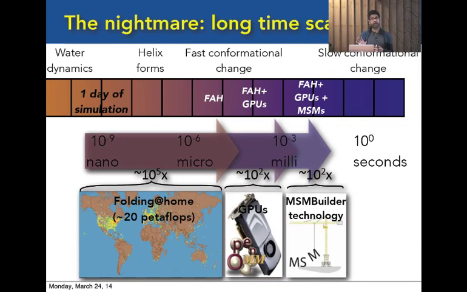Okay, but then here's the challenge. What you might want is one really fast computer, but instead we have many computers, like many GPUs. This is where the MSM Builder and MSM approach comes in. I'll give an introduction to it right now, but you'll hear a lot more about it later this afternoon.